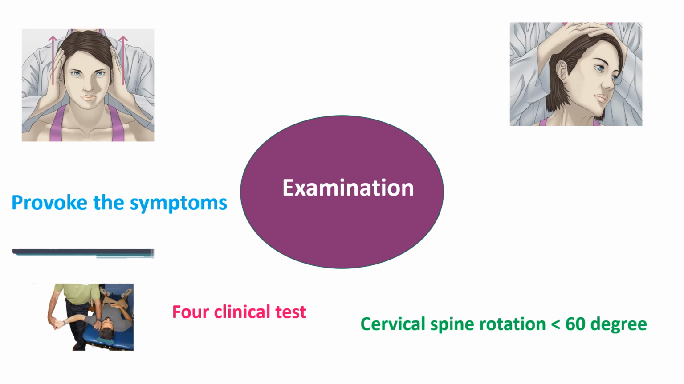When all four of these clinical features are present, the probability of cervical radiculopathy is 90%. When three of these are positive, the probability reduces to 65%.